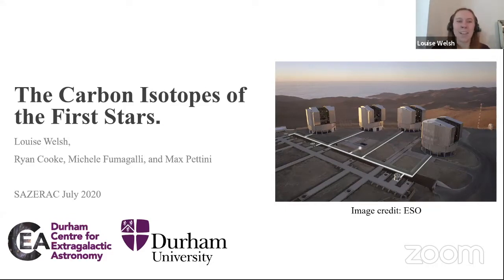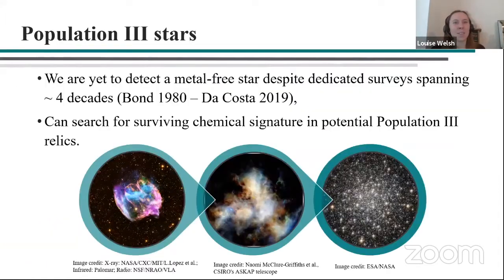And so a quick motivation for this search is that the first stars to form in the universe, these population 3 stars, have never been detected, despite surveys spanning almost 4 decades now. And so what we tend to do is look for the surviving chemical signature of these stars in relic objects.